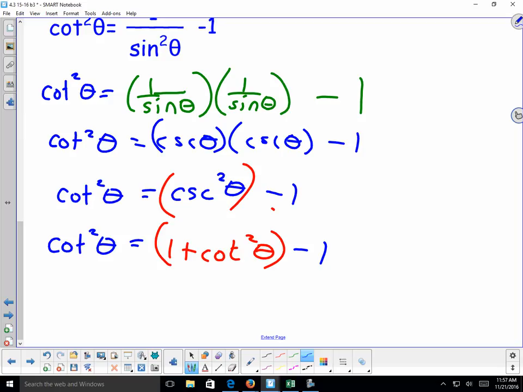Where do we get that one from? This one? Oh, because the identity says cosecant squared theta is equal to 1 plus cotangent squared. So now, is it okay for me to say these ones here are going to subtract off, so I get cotangent squared theta equals cotangent squared theta. And we're done, because we've shown that we can simplify this right side using the identities and get it to look just like the left side.